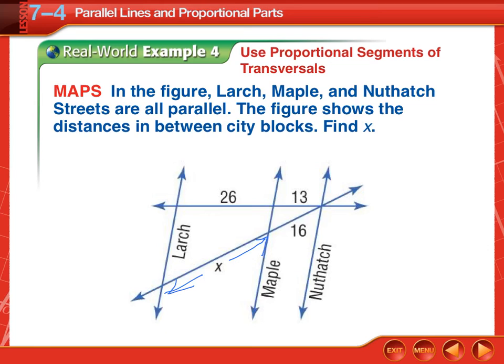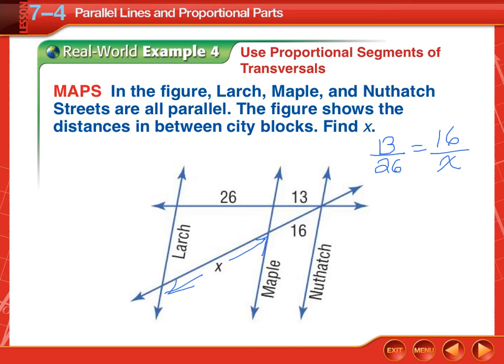As I mentioned on the previous theorem, these segments that are created, in fact you could even see the triangles here, will be proportional. So the same type of proportionality applies. So we could say 13 is to 26 as 16 is to x. And you can cross multiply to find that unknown length.